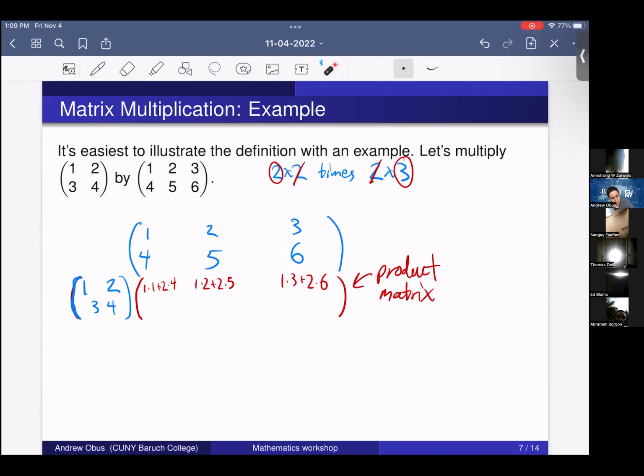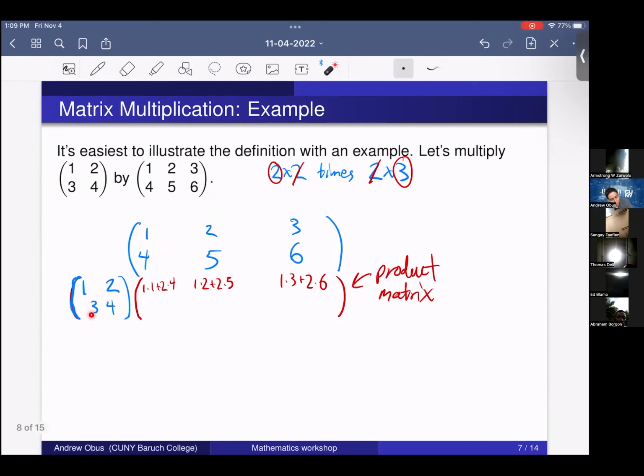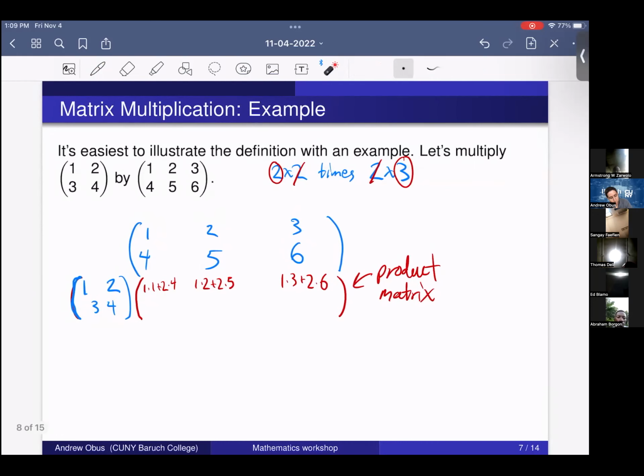And then I can do something similar on the bottom row. To get the entry on the left, I'm going to do the dot product of 3, 4 with 1, 4. So I get 3 times 1 plus 4 times 4. And then over here, I do 3, 4 with 2, 5, so I get 3 times 2 plus 4 times 5. And then over here, I do 3 times 3 plus 4 times 6.